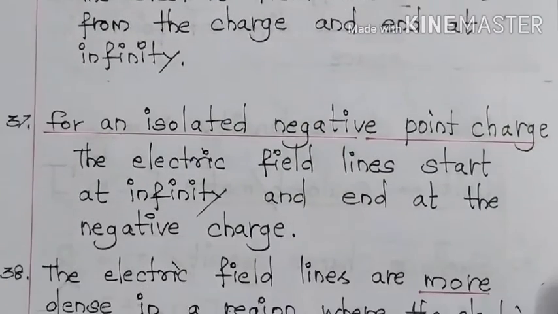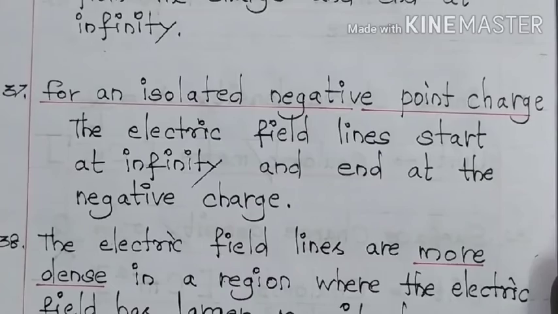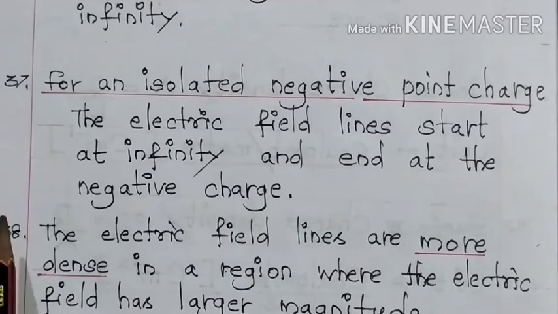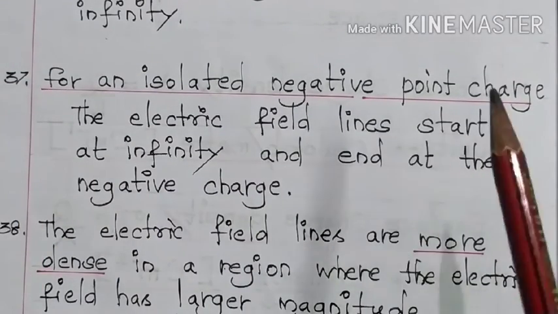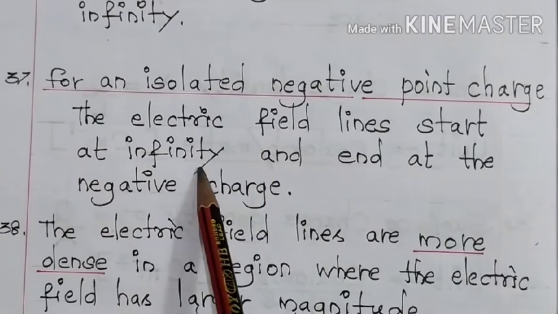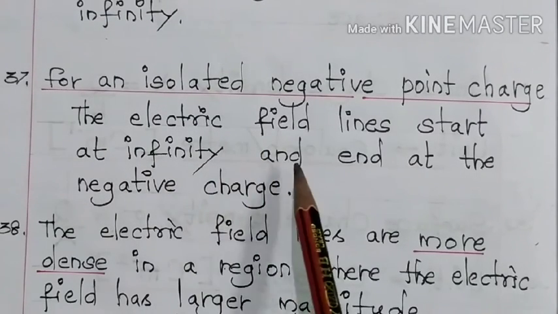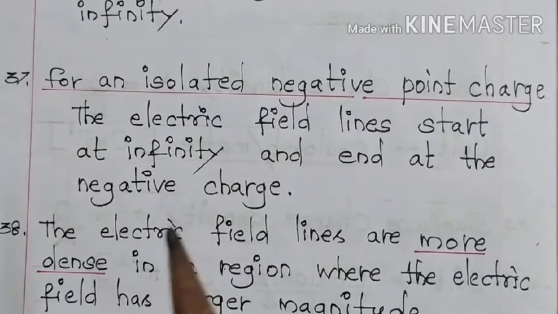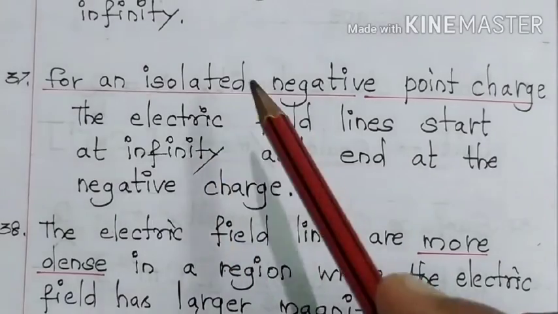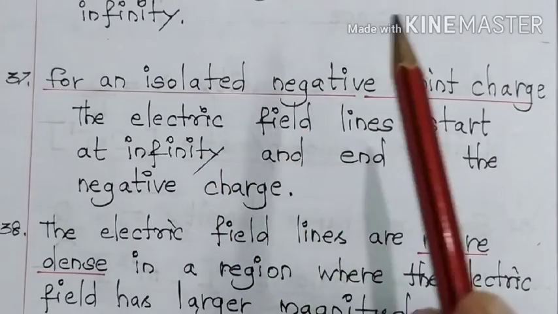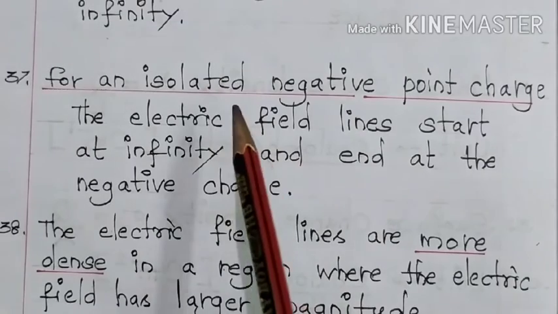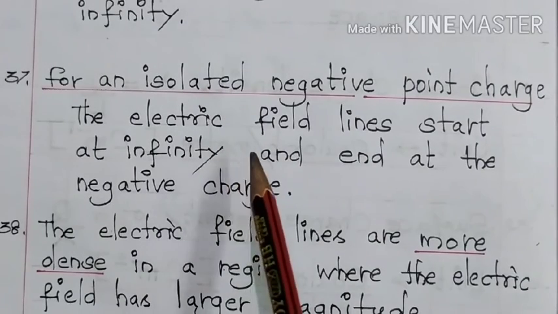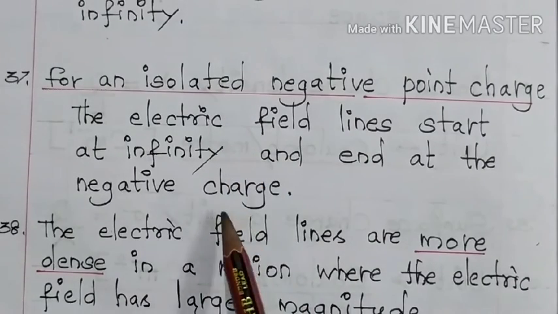Next point, for an isolated negative point charge. The electric field lines start from infinity and end at the negative charge. This is quite opposite to the isolated positive point charge. Here the field lines start from infinity and they end up at the negative charge.